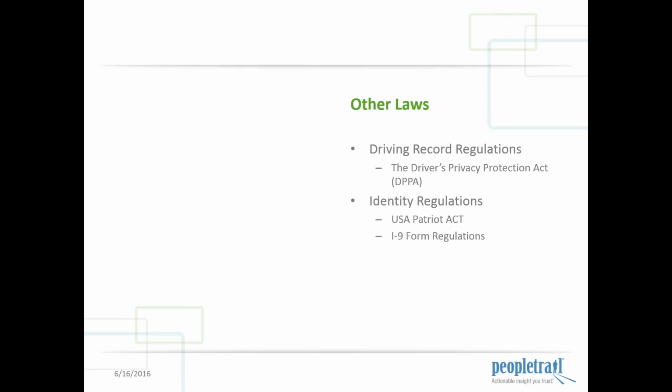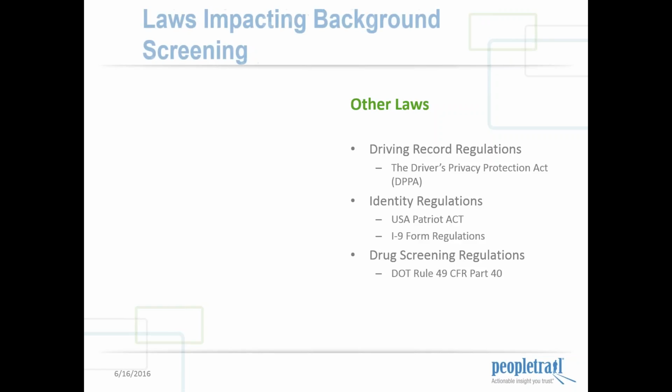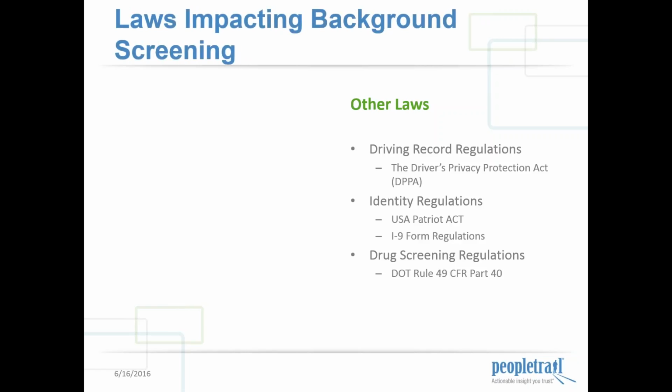I-9 form regulations, which is actually a post-hire activity, but it also is something that there's regulations on how you can collect that information, how you're supposed to get it, waiting periods, what you're supposed to do if you get a tentative non-confirmation, all of those types of things. And then there's also drug screening regulations, which of course is the DOT rule, 49 CFR Part 40. So those types of things are very important to be aware of when you're doing background screening.